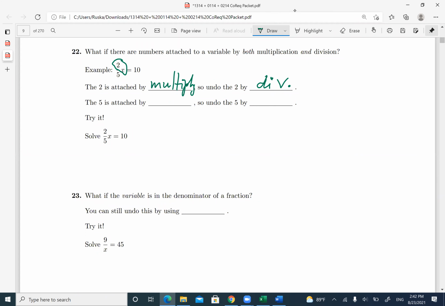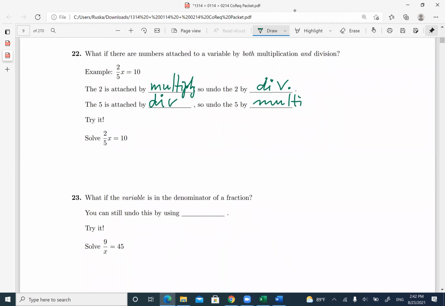Okay? So because between 2 and x we have multiplication, if you want to cancel the 2, undo the 2, you're going to do the opposite of multiplication, which is division. You're going to divide both sides by 2. Okay? Now, 5 is attached to x by what? By division, right? Because it's x over 5. And how are you going to cancel the 5? You're going to do the opposite. You're going to multiply. That's right. Everybody understand that?